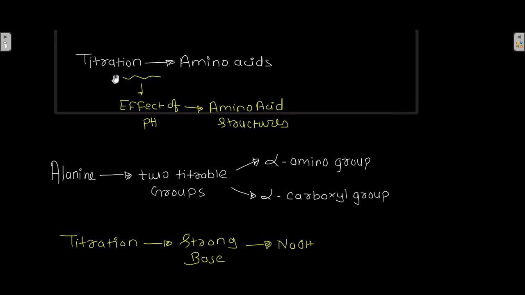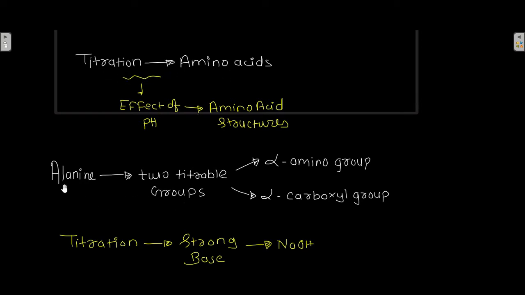Now titration of amino acid shows the effect of pH on the amino acid structure. What is the effect of the pH on the structure of amino acid? That we get to know by doing titration of amino acids.